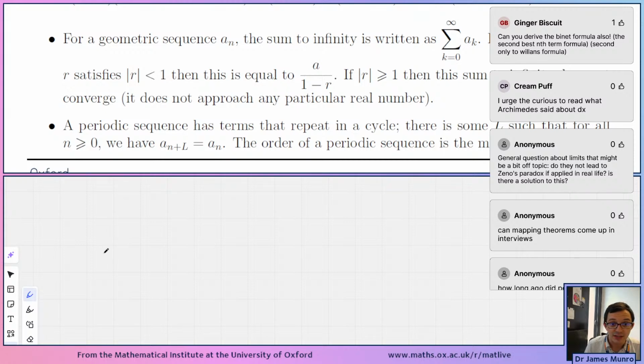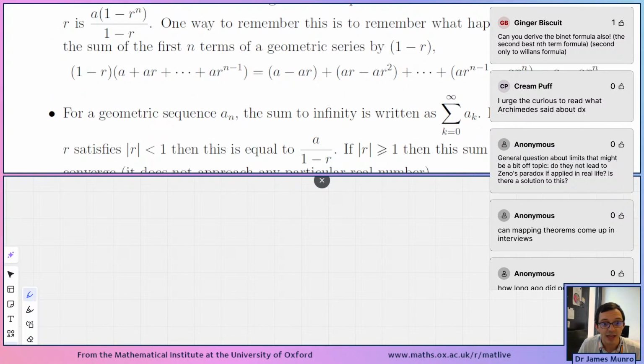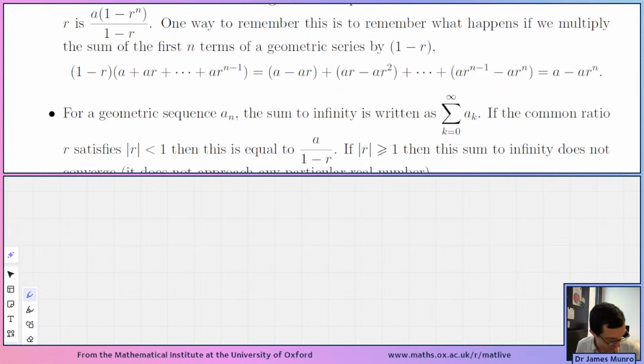So there's a line on screen. Let's have a look at it. It was just up here. This line of arithmetic on the screen is to say, see what happens if you multiply the sum by 1 minus r. Everything collapses down. That's called a telescoping sum sometimes.